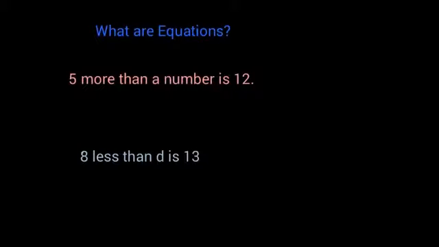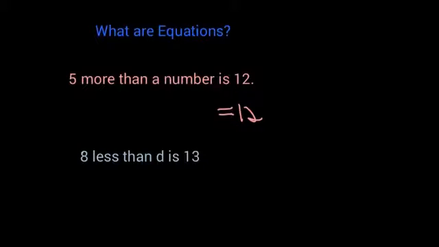Alright, today we're going to talk about what equations are. So I got two statements here. 5 more than a number is 12. And if you remember when we did expressions, expressions don't have equal signs. Well, an equation does. So we have to make sure we put an equal sign in this. And the equal is the "is." So whatever comes after the "is" is what we're going to equal, and in this case, it's 12. So we're going to equal 12.